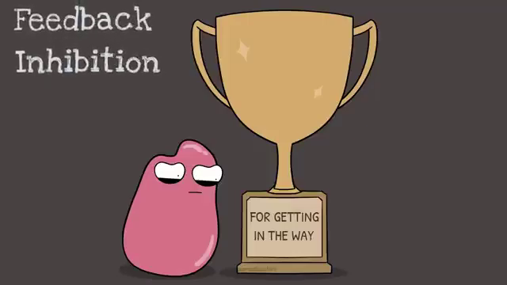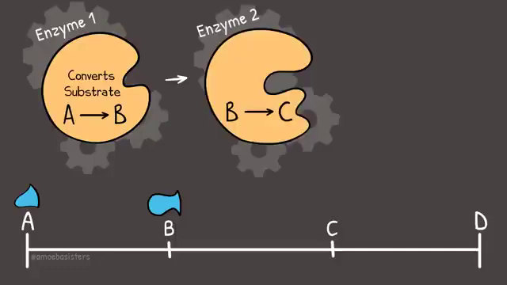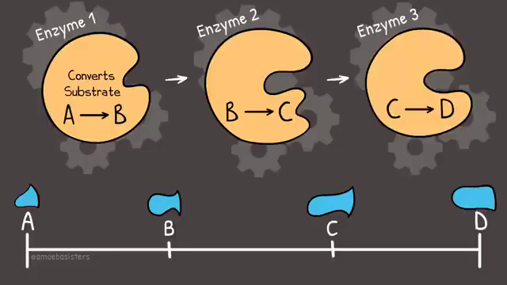It's called feedback inhibition. This is a hypothetical example here, but let's say that enzyme 1 converts substrate A to intermediate B. Then enzyme 2 converts B to C. Then enzyme 3 converts C to a final product D. These enzymes are all working in a pathway here.